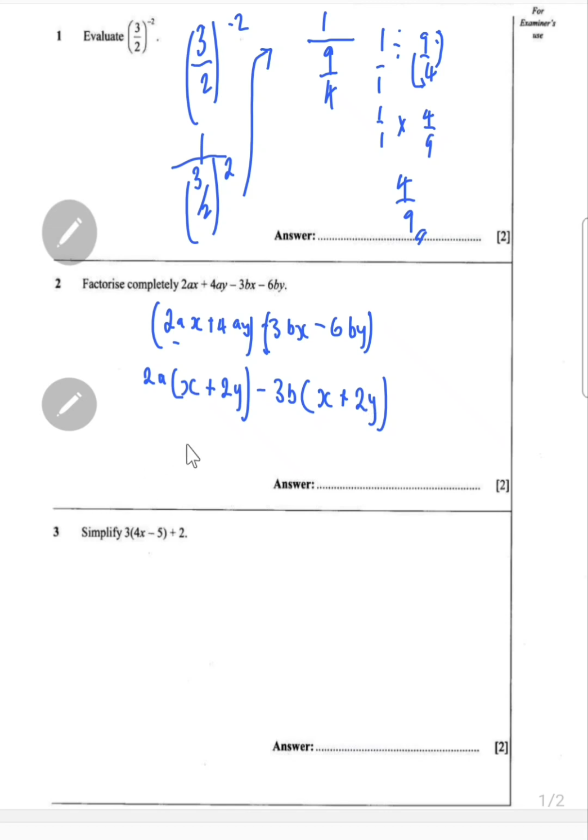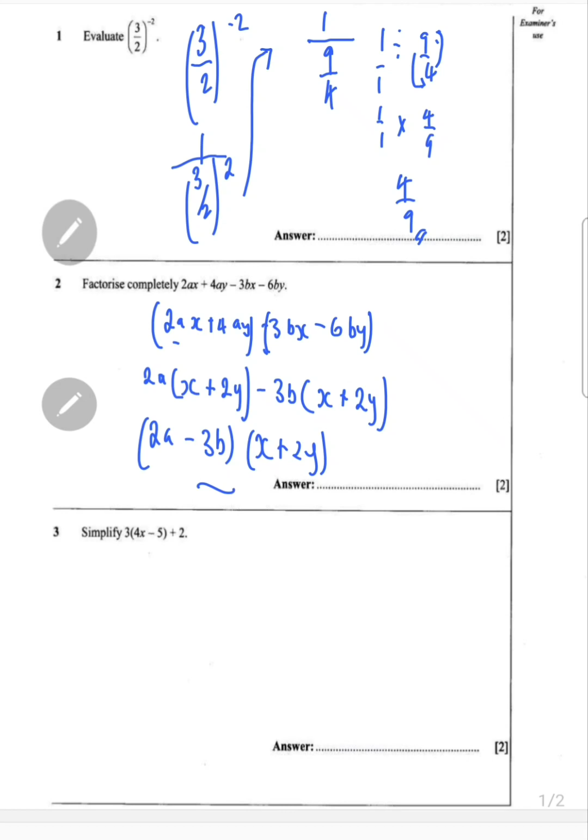So if you check, inside the brackets are the same. That's what you need actually. So what we do is we get this number outside here, which is 2a. So the 2a, you write it together with this number outside here, which is negative 3b. Put them in brackets. Get one of these. They are the same, so just need one. So x plus 2y. So this is how we can factorize that.